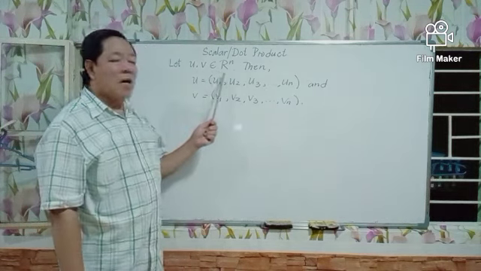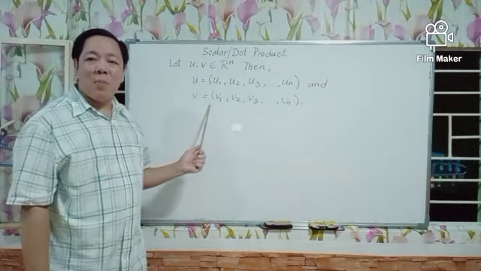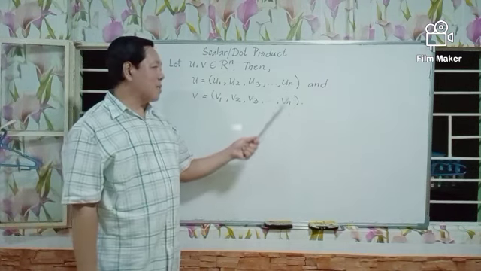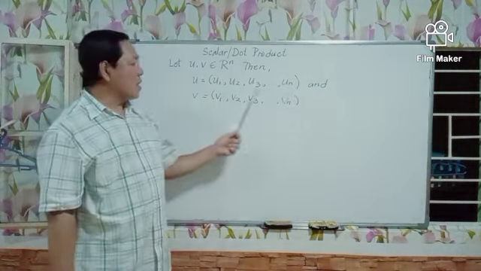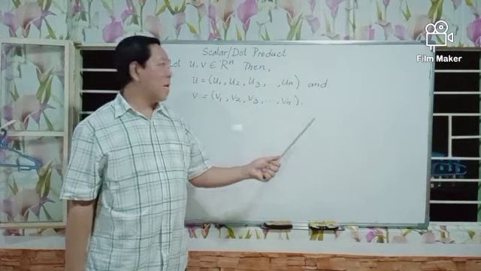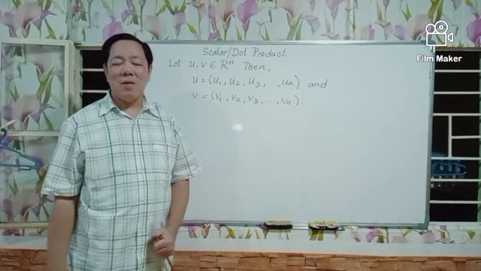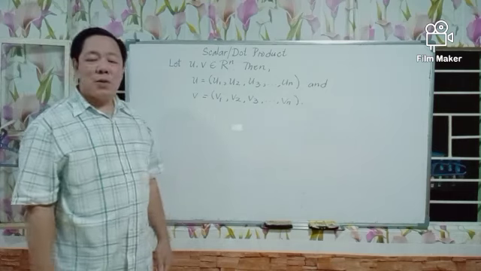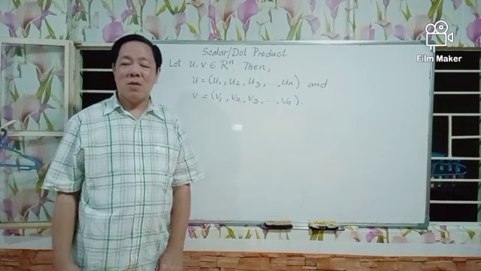But here U and V are elements of R to the n-dimensional space. So U and V are points with n coordinates, as indicated by the last subscript of U and V, n. And these coordinates, U1, U2 up to Un, and V1, V2, V3 up to Vn, are real numbers. Now we define the scalar product or dot product of these U and V, elements of Rn. They are also known as vectors.